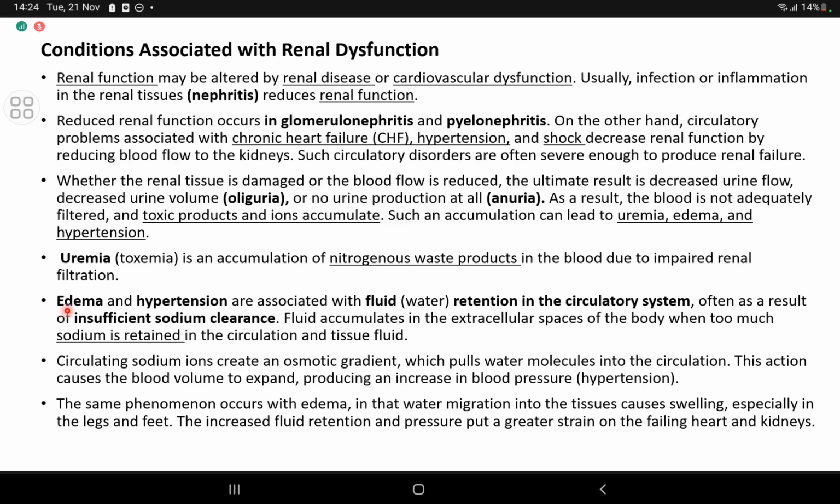Edema and hypertension are normally associated with water retention in the circulatory system, because sodium clearance is insufficient. You cannot clear sodium, so the sodium will stay in your blood circulation or certain locations. Once it stays in your blood circulation, the sodium will reabsorb water, and the water will remain there. That's why it causes edema and hypertension as well.